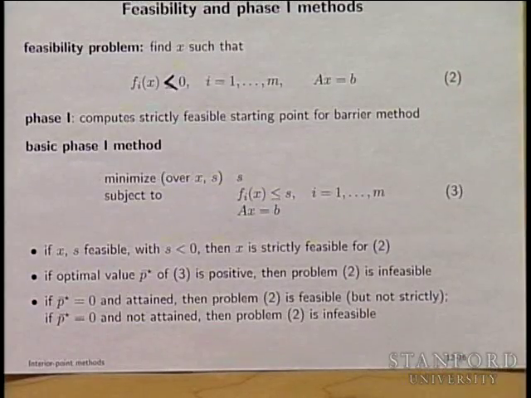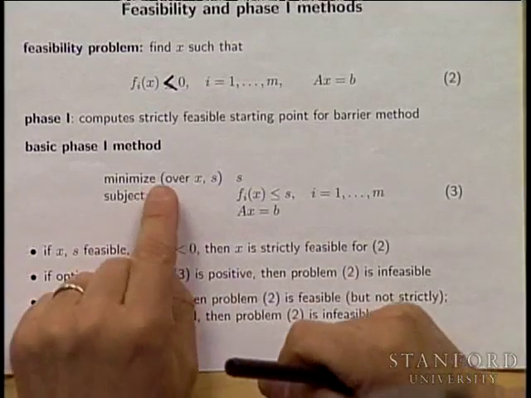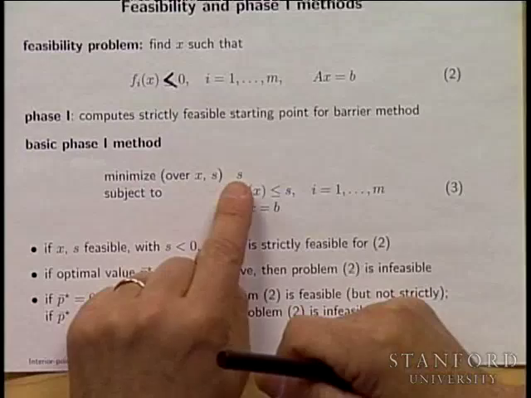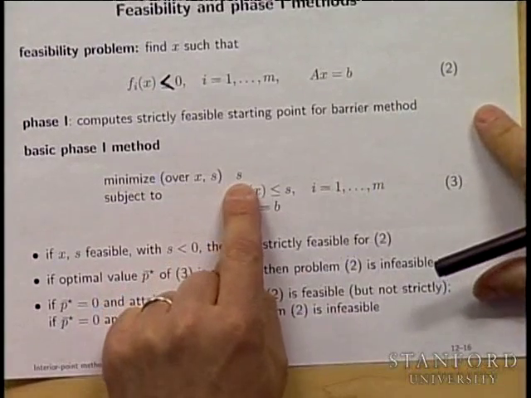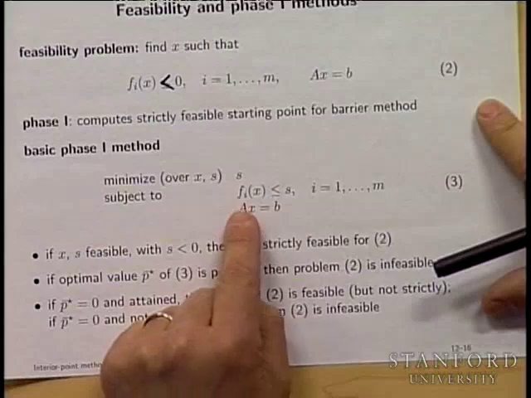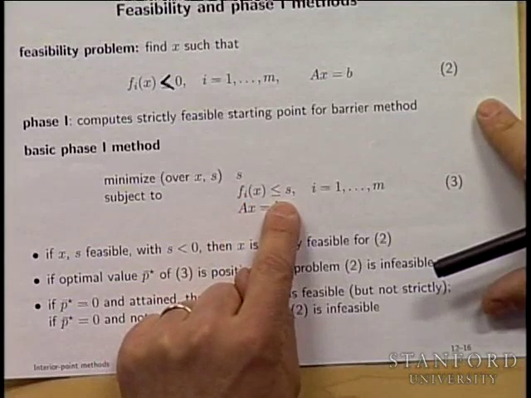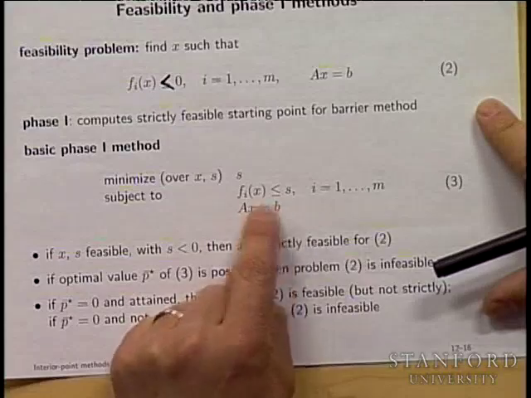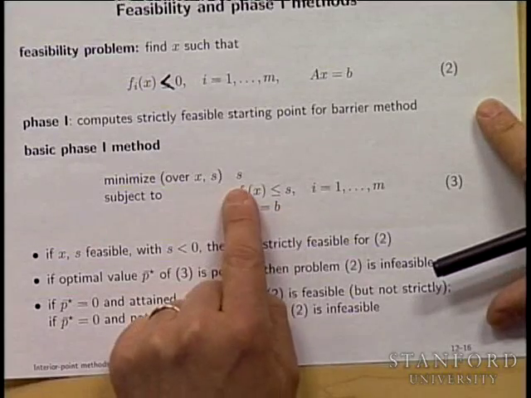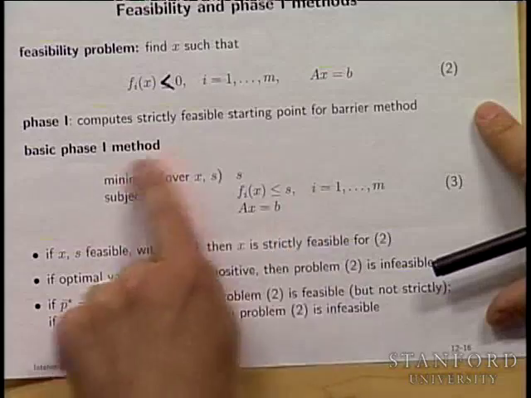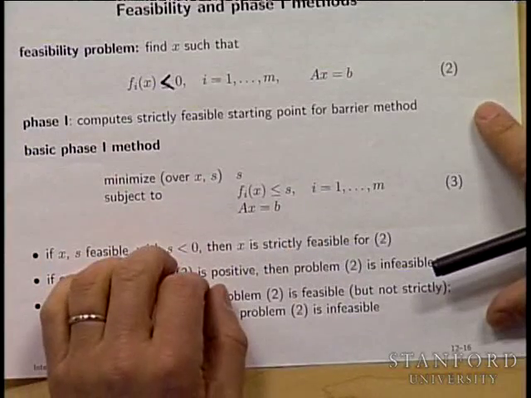The standard trick is to solve phase 1 by solving a similar problem. So here's what you do. You solve this problem, the most classic one. You have a new variable s, and you say fi of x is less than s, Ax equals b, and you minimize s. That's a convex problem too.